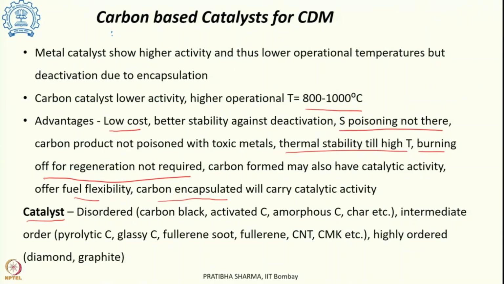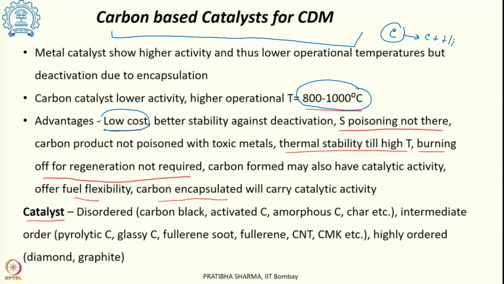This is again the carbon-based catalyst. Previously, it was a d-block element catalyst. Now the carbon-based catalyst. Carbon is also used as a catalyst for generation of carbon and hydrogen gas from the methane decomposition process. The temperature is like 800 degrees centigrade to 1000 degrees centigrade. What is the main advantage? The main advantage is the low cost. Carbon has a lower cost than transition metals like cobalt and nickel. That's why carbon is used as a catalyst for hydrogen gas generation from methane decomposition.